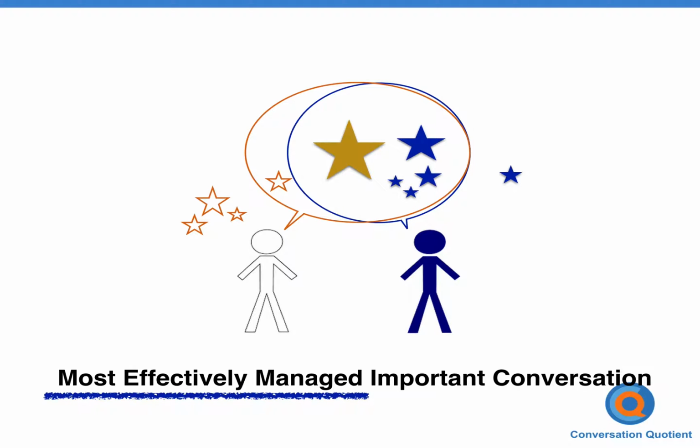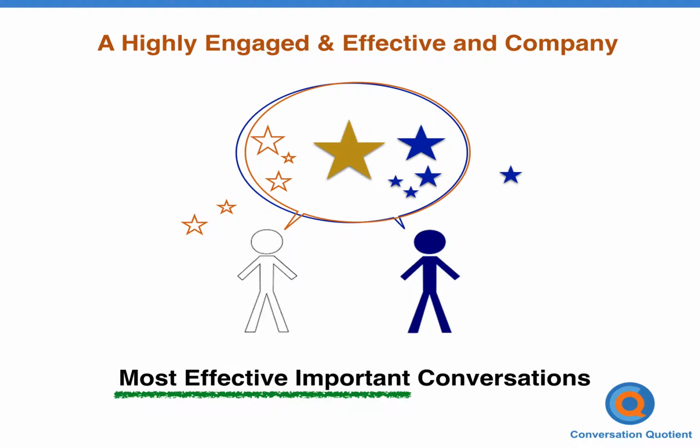And so that would be the concept of the most effectively managed important conversation in terms of what we can bring to bear. And then the most exciting thing is when we look at this could be a two-way street, where we actually have two individuals that are highly trained, and we call it, of course, CQ, meaning they both have a high level of intelligence for managing important conversations.